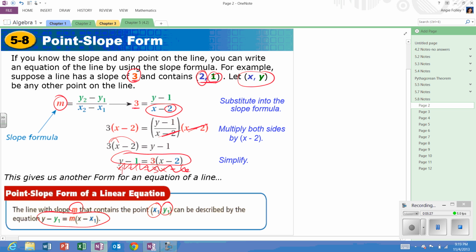And this is a really helpful equation, you guys, especially if you know a slope and then a point on the line, because sometimes we don't always know the y-intercept and we can't just plug that into the slope-intercept form of an equation.